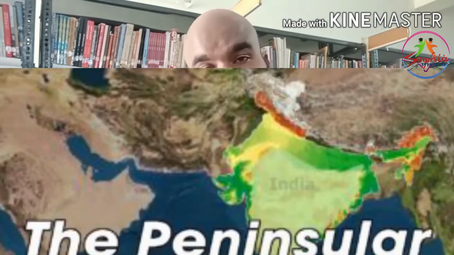Next, the third major relief division. The first is the Himalayas, the second is the Indo-Gangetic Plain, and the third is the Peninsular Plateau.